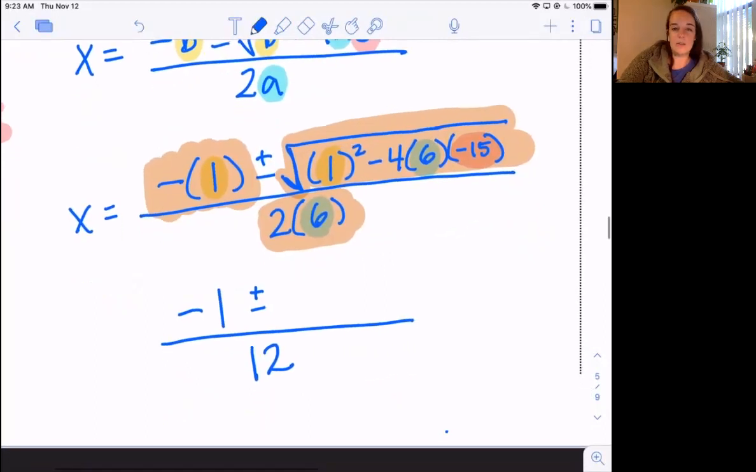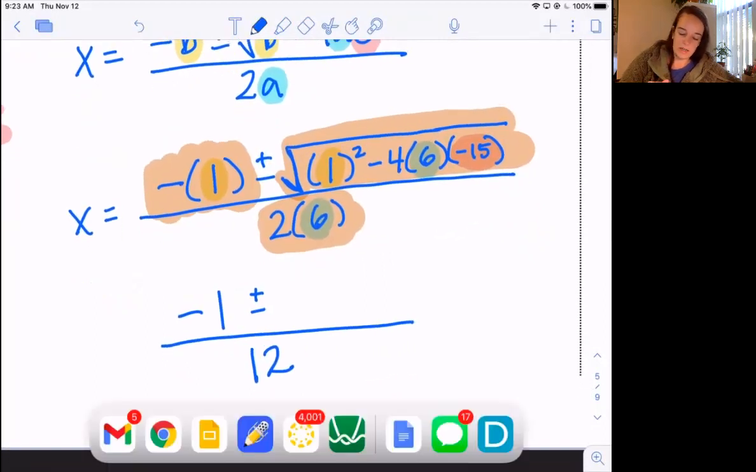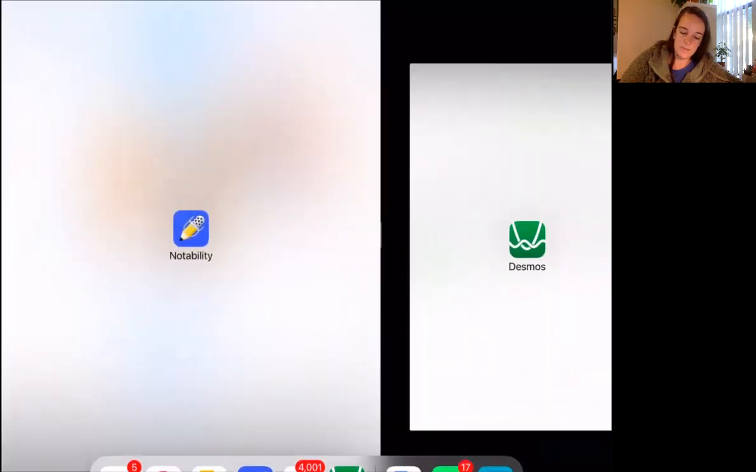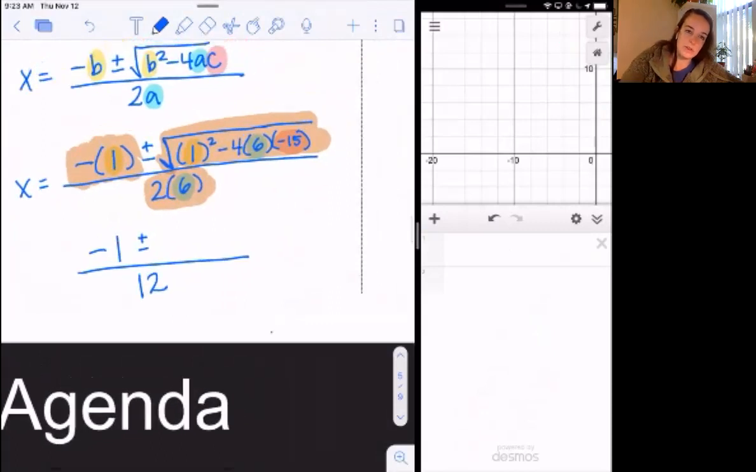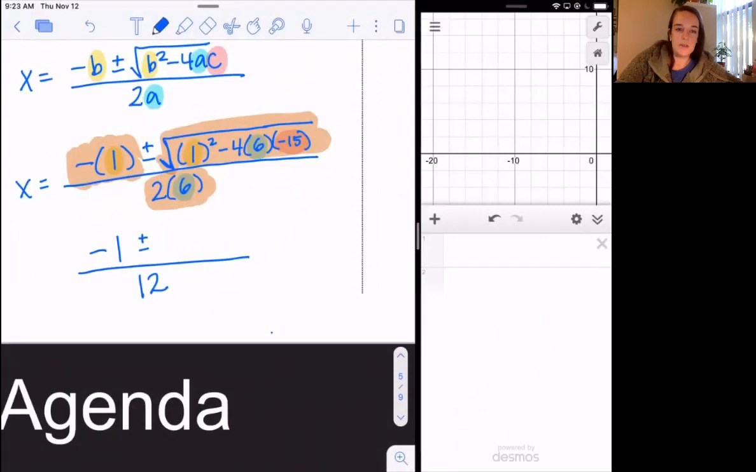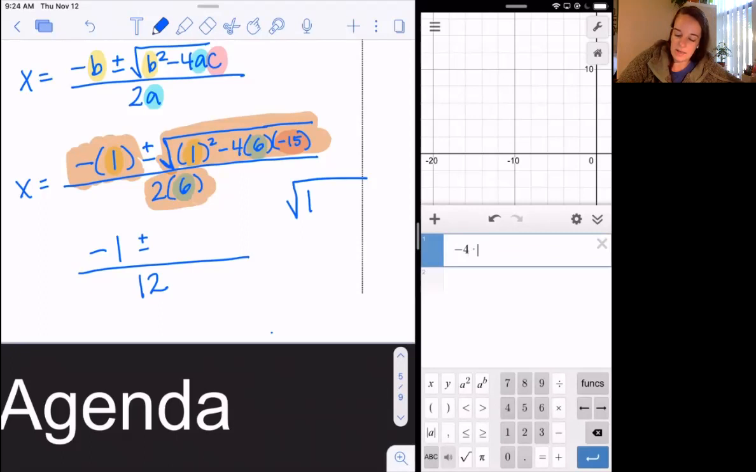So now I need to deal with the square root here. I'm going to go ahead and use a calculator. I'll just use decimals for now. All right. So I need to do the square root of 1 squared minus 4 times 6 times negative 15. So I know 1 squared is 1. And then I know negative 4 times 6 times negative 15. I don't want to do that in my head. So I'm going to go to my calculator. Negative 4 times 6 times negative 15 gives me positive 360.